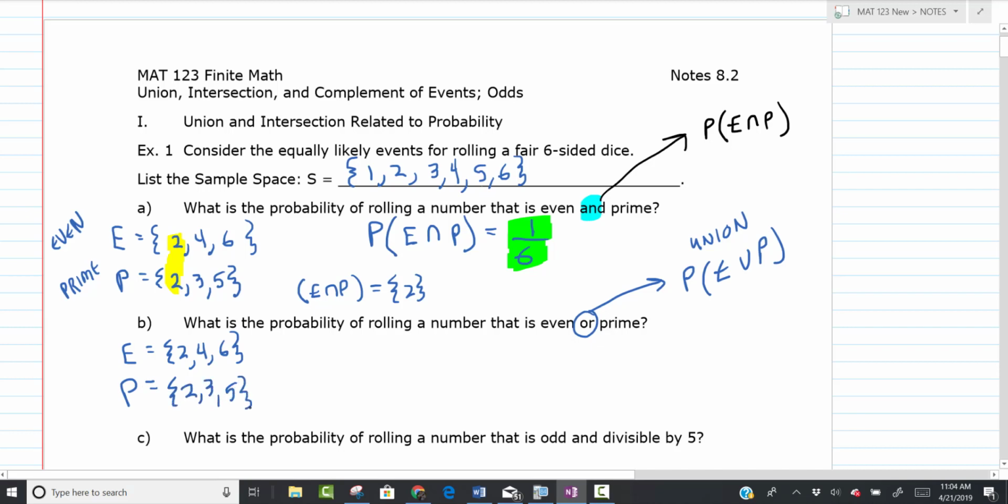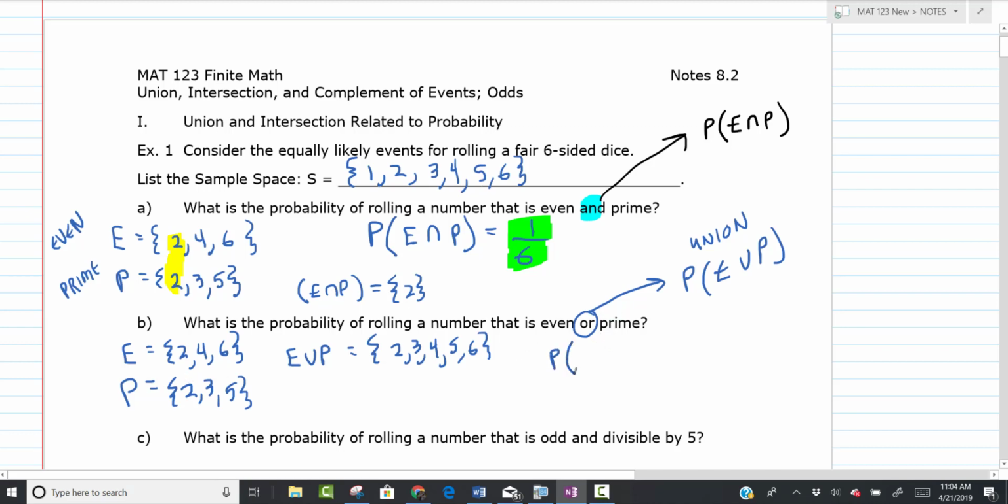So when we do the union of these two sets, remember that just means join the two sets together, but don't repeat anything. So I'm going to write this as E union P. And again, don't repeat anything. So we have a 2, we have a 3, we have a 4, we have a 5, and we have a 6. Don't repeat the 2s. That would be what's in the union of those two sets.